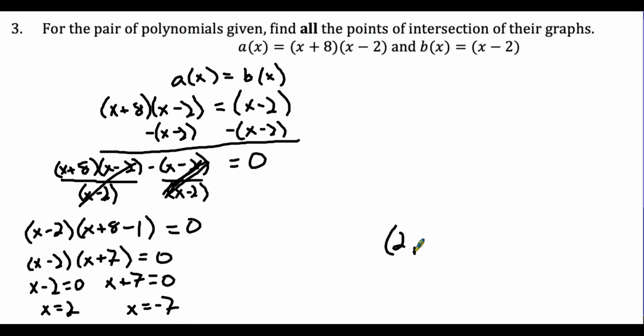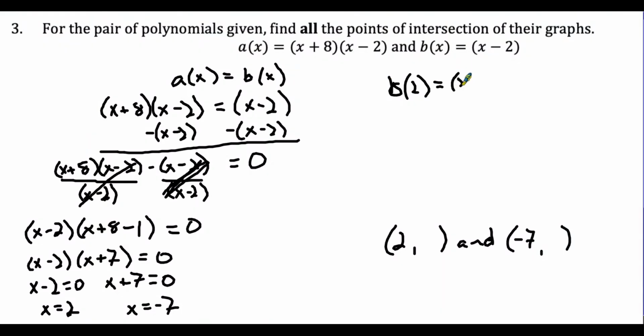So far we've determined that one of the points of intersection is 2 something, and the other one is -7 something. I still need to get the y coordinates for each of those points. To do that, I'm just going to take each of these x coordinates and plug them back into either of my original equations. B will probably be easier, so I'm going to plug 2 in for B.